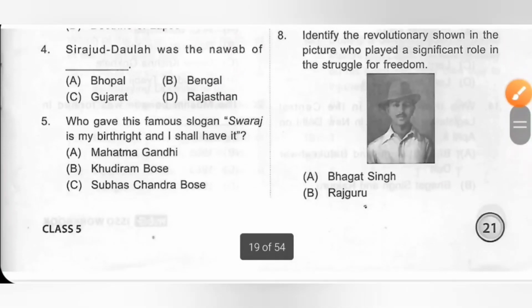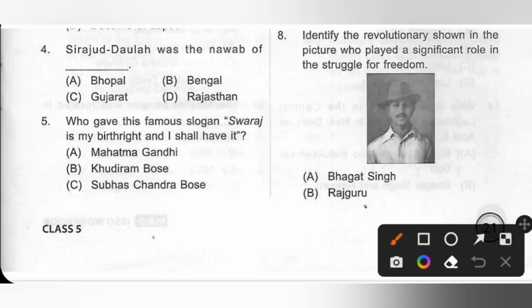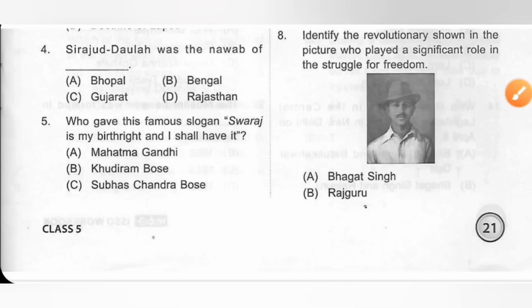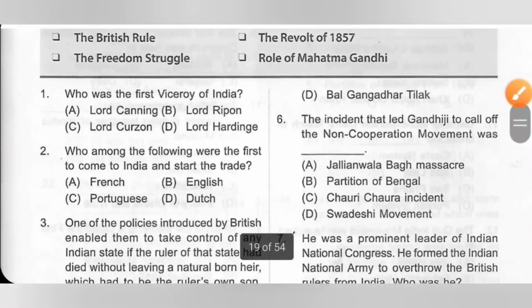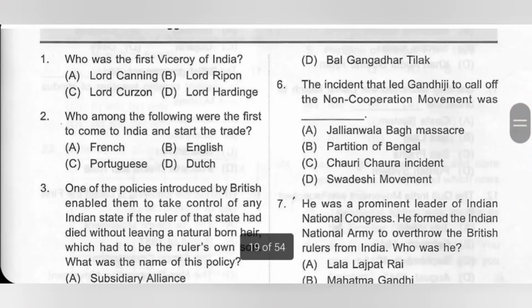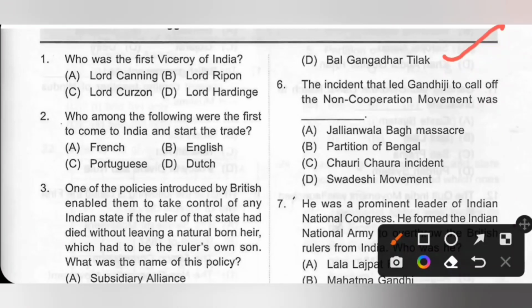Fourth one, Siraj-ud-Daula was the Nawab of dash. A, Bhopal, B, Bengal, C, Gujarat, D, Rajasthan. So Siraj-ud-Daula was the Nawab of Bengal, okay? Option B is the correct answer. Fifth one, who gave this famous slogan, Swaraj is my birthright and I shall have it? Option A, Mahatma Gandhi, B, Khudiram Bose, C, Subhash Chandra Bose, and then D, Bal Gangadhar Tilak. Okay, so option D, Bal Gangadhar Tilak is the correct answer.